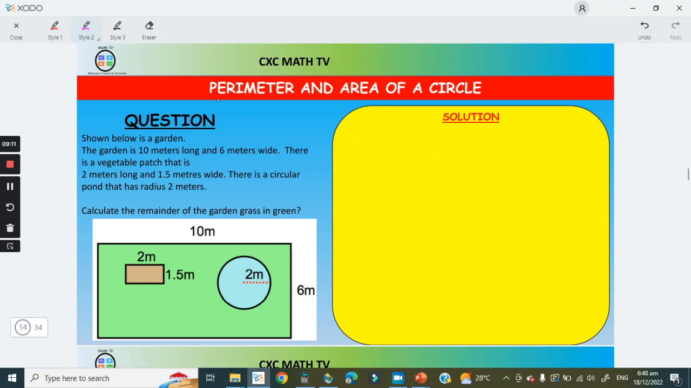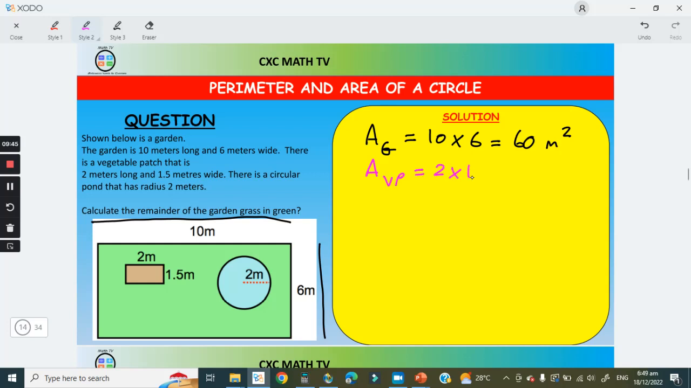Well, this question is pretty straightforward. We need to find the area of the garden first. The garden has a length of 10 and a width of 6. So the area of the garden is 10 times 6, because remember, area of a rectangle is length times width, so that's 60 meters square. But now what's inside the garden? A vegetable patch along with a circular pond. The area of the vegetable patch is 2 times 1.5, which is 3 meters square. The area of the circular pond is pi r square, so pi times 2 square. 2 square is 4. That's 4 pi meter square.